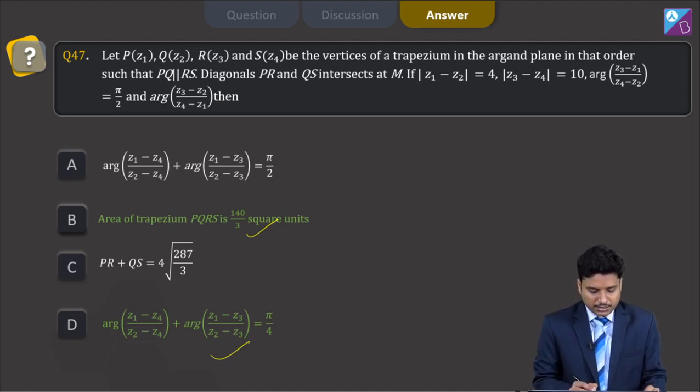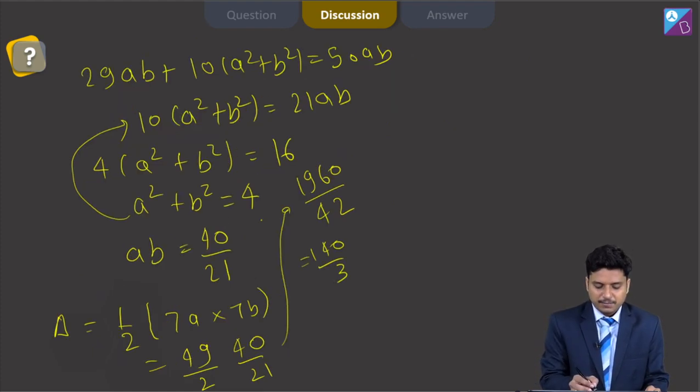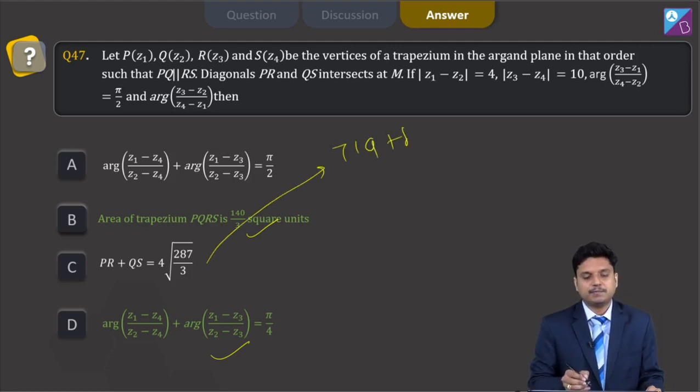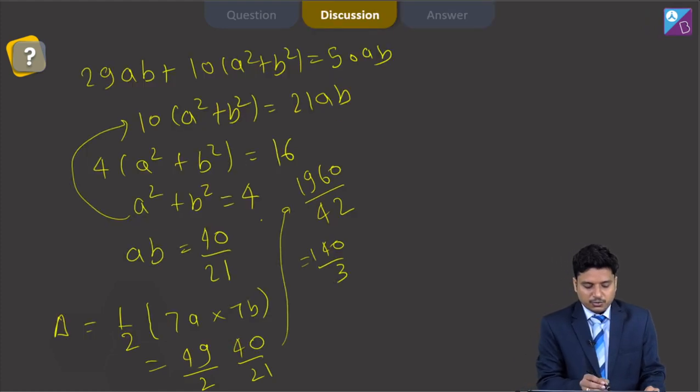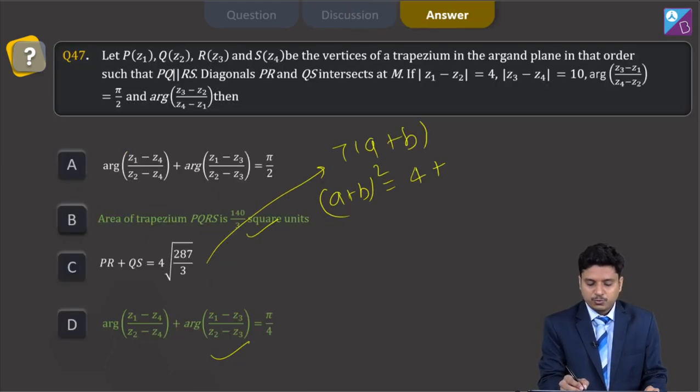Now for option C, that is PR plus QS. PR is 7a, and QS is 7b. So PR plus QS is actually 7 times (a plus b). A square plus b square is known, ab is known, so a plus b can also be found. (a plus b) whole square is equal to a square plus b square plus 2ab. A square plus b square was 4, and 2ab will be 40 by 21, so it is 4 plus 80 by 21. So this is 164 by 21. So a plus b is under root 164 by 21.